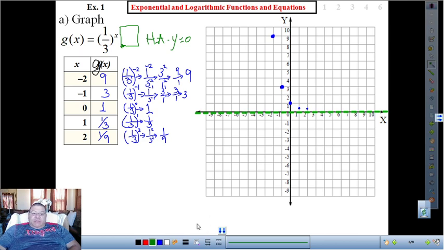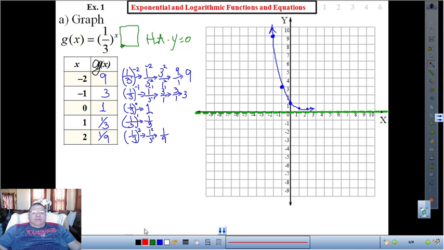All right, so let's graph this from left to right, going through those points. Arrows at the end so that we know it continues going in those directions. All right, are we doing up to right there? We're good, right? Okay. So negative 2, 9, negative 1, 3, 0, 1, 1, 1/3, 2, 1/9.